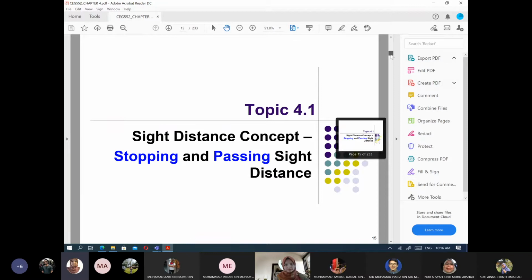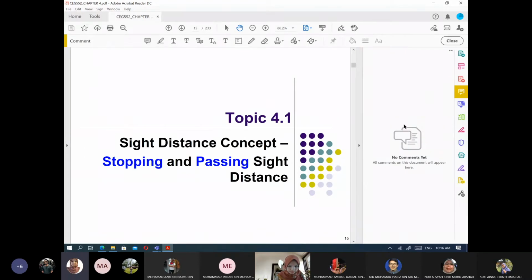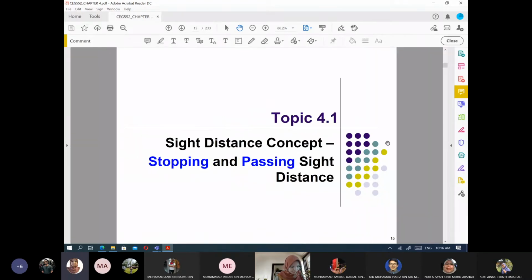OSD is overtaking ataupun passing. Dia nak memotong kenderaan di depan, so we need to calculate the overtaking sight distance, or what we call as OSD, right? And then try to comment. And we have another one here, what we call as SSD. Tak cantik sangat saya pakai yang ni. Hopefully you boleh baca lah. SSD and OSD. Overtaking sight distance, or it is also known as PSD.